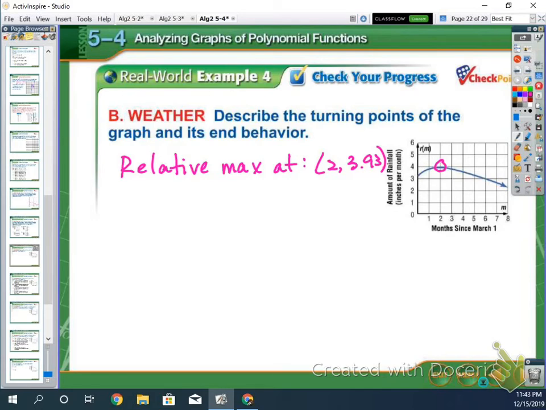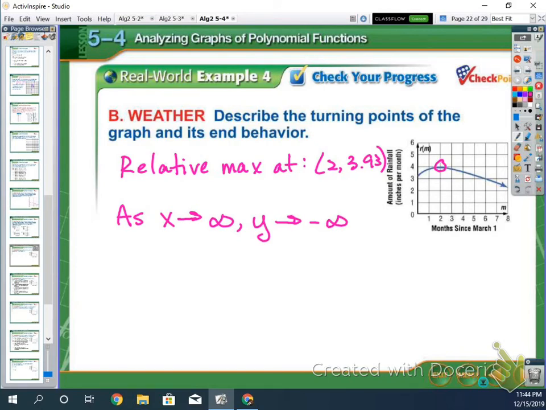End behavior, all I can say on this one, x is never really approaching negative infinity here because it never goes to the left of 0. I never have a negative x value. So all I can say is as, so if we compare it to what we already wrote, it would say as x approaches infinity, y approaches negative infinity.